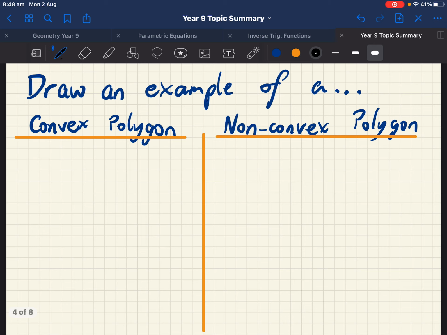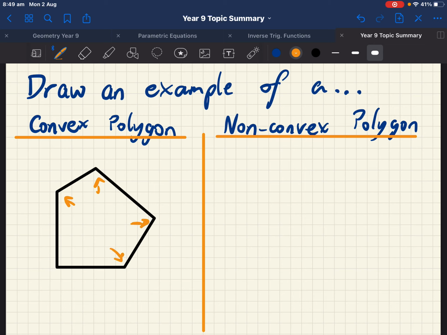Alright, the next part is we've been asked to draw an example of a convex polygon and a non-convex polygon. So the convex polygons are the ones where all the different angles, or the vertices, point outwards. So an example of that would be, bang, there it is. If you have a look, every single one of these vertices, they're all pointing out. So this is a convex polygon.